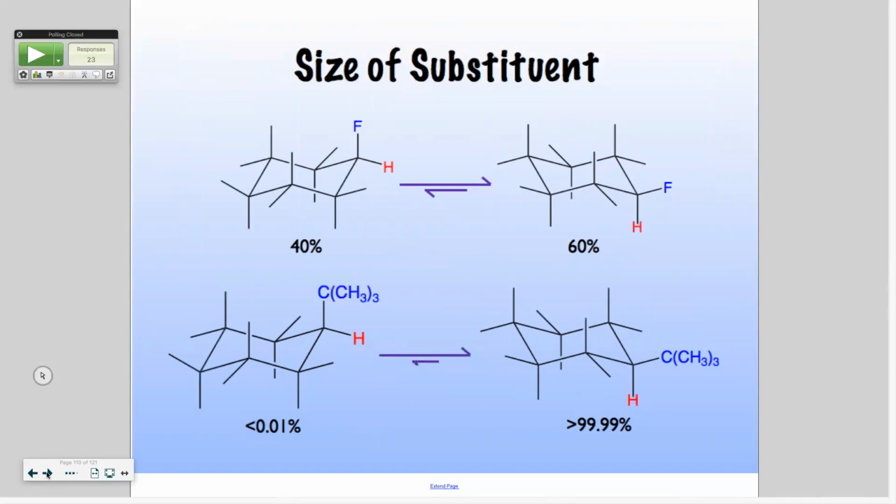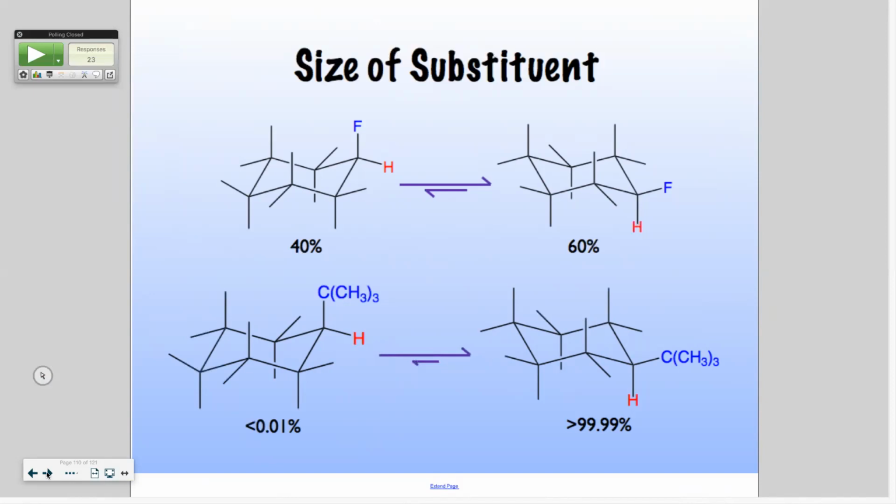What if we put a big old honking t-butyl group there? And I got one of those to show you. Here's my t-butyl group. Here's my carbon, and then here's the three methyls on it. So I'm going to replace the methyl on here with the t-butyl group. Here it is, equatorial. Notice it's still not particularly great, but look what happens when it's axial.